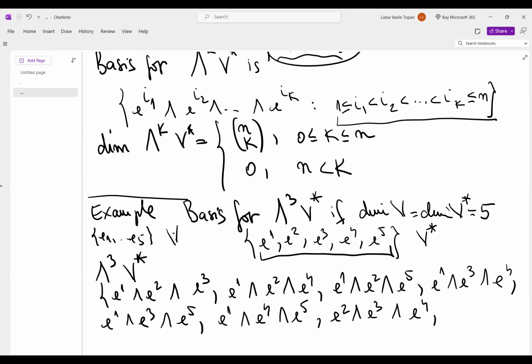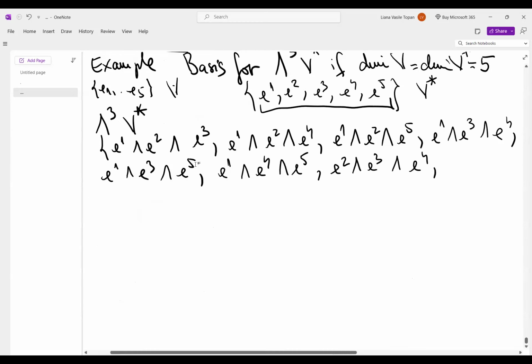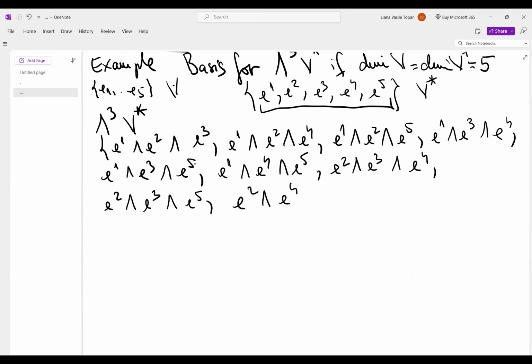Then this E2, wedge E3, wedge E5. Then we finished, no, E2, wedge E4, wedge E5. We finish with E2, then E3, and the only increasing sequence here is 3, 4, 5, something like that.